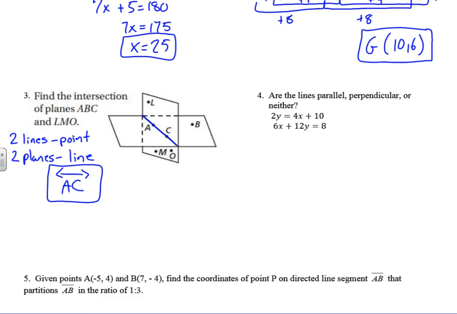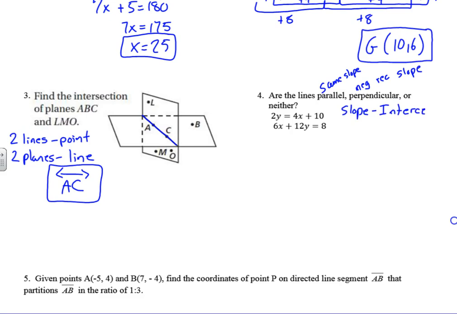All right, are the lines parallel? When I see parallel, I think same slope. Are the lines perpendicular? I think negative reciprocal slope, or neither. Well, when you have a slope question, if you're given points, you're going to use the slope formula. When they're in an equation, we're going to put the slope-intercept form.